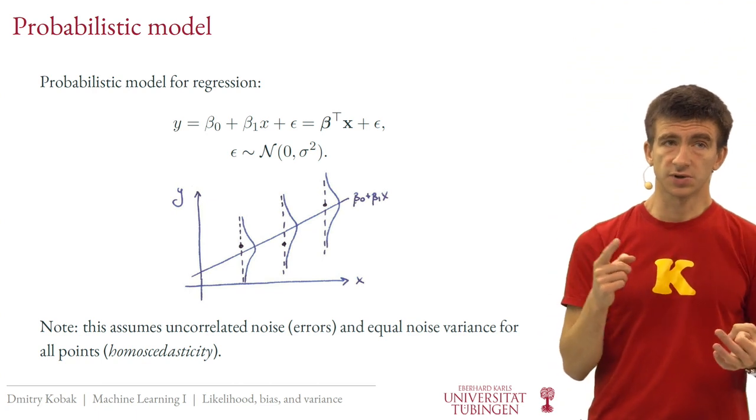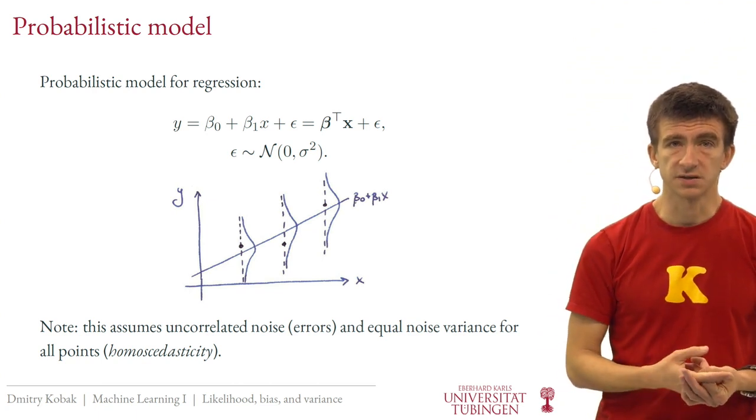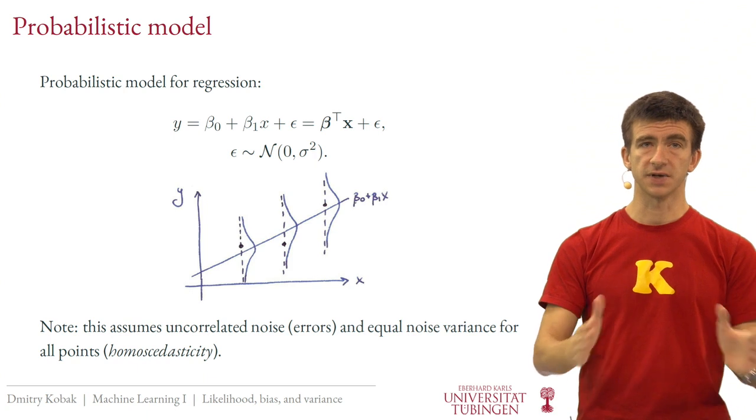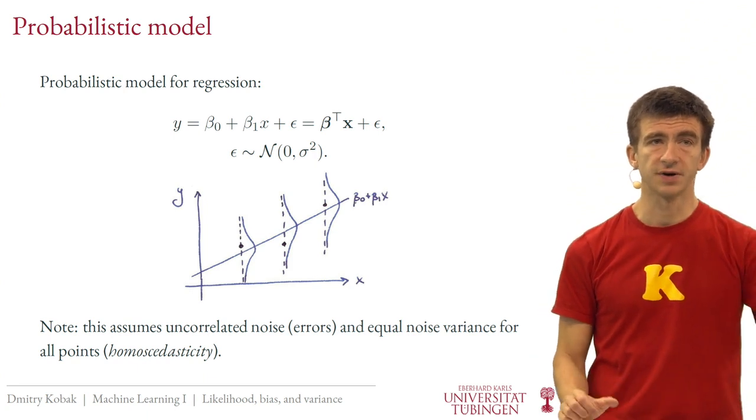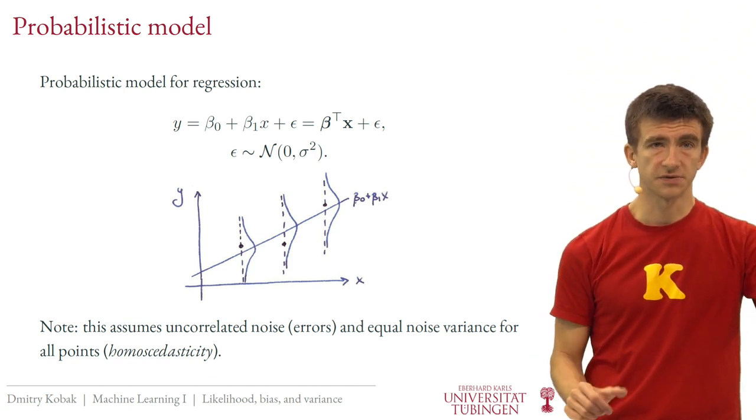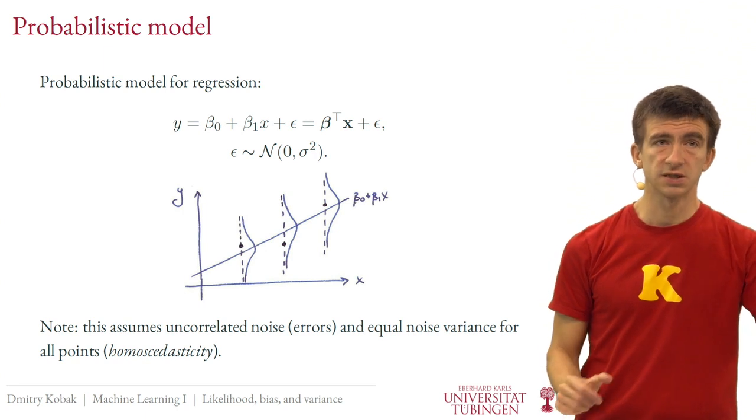The second thing that is important is that they have equal variance, right? For all values of x, this model has the same noise variance. This has a fancy term in statistics, homoscedasticity.